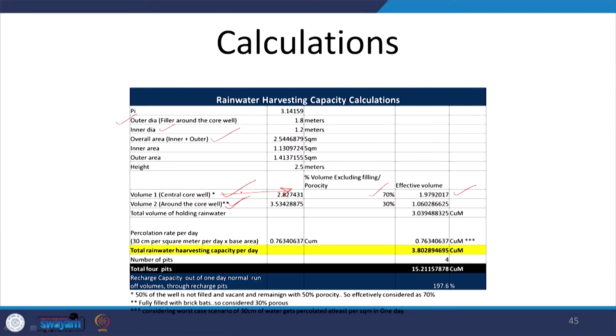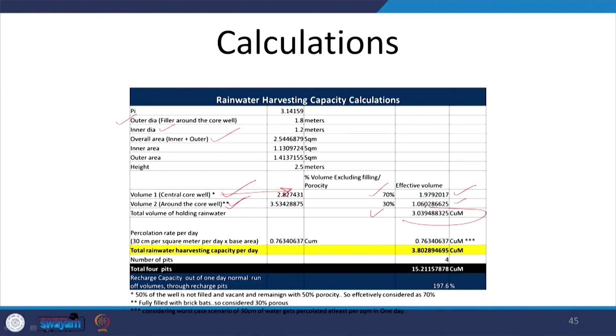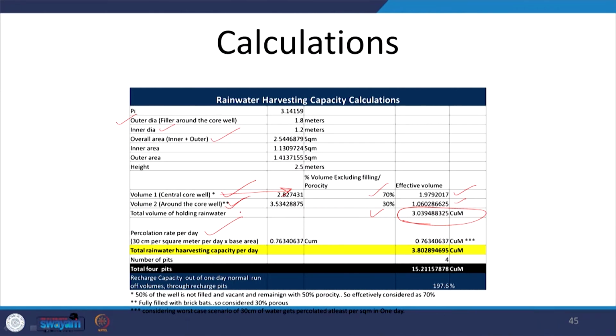The outer core will be allowing the water to percolate through it. Around 30% of the volume will actually be used to hold the water, because it is a porous media. In total, we get the volume which can be held by this entire structure. In addition to that, we also have the percolation rate, because the base of this pit is actually not impervious. So, it allows a lot of percolation through the base itself.